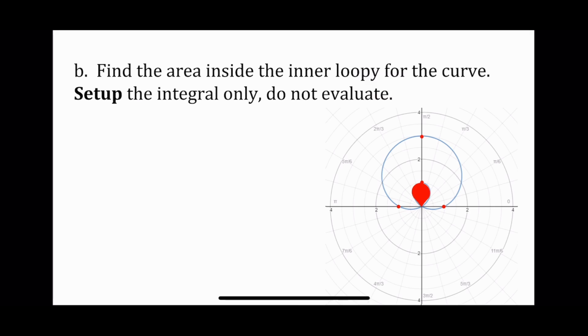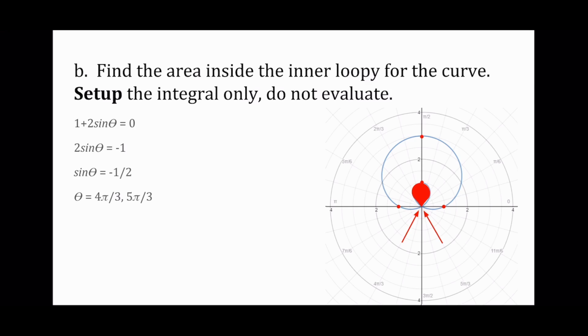And then part B is to find the integral inside of the inner loop, which is this red area right here, for the curve, and we only have to set up the integral, we don't have to evaluate it. So we're going to start by setting 1 plus 2 sine theta, our r, equal to 0, because this will help us find when the curve hits the pole, where the radius is 0. So then you subtract 1 from both sides, and you have 2 sine theta equals negative 1. Then you divide by 2, you have sine theta equals negative 1/2. And then sine is equal to negative 1/2 at the angles 4 pi thirds and 5 pi thirds. So theta is equal to 4 pi over 3 and 5 pi over 3.